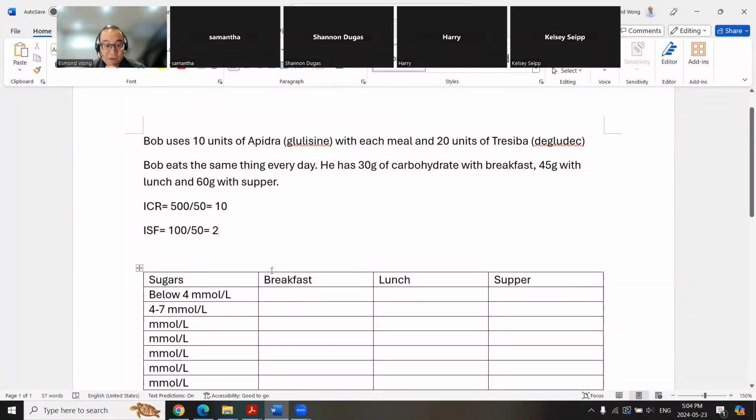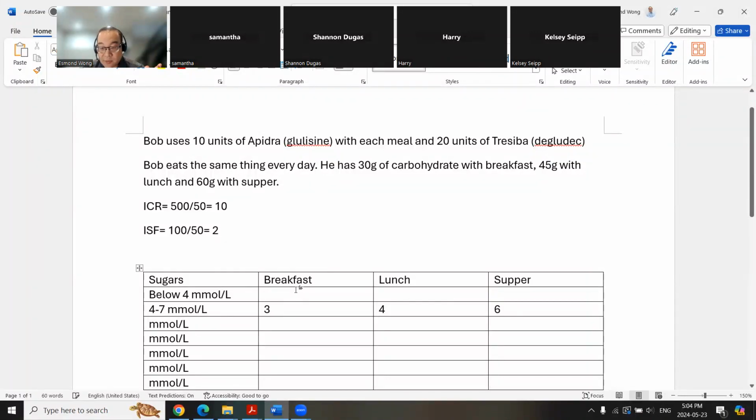Okay, so let's calculate out his doses. We want him to be between 4 and 7 most of the time. When he has his breakfast, he's having 30 grams of carbs. We know that his insulin to carb ratio is 1 to 10, so that's 10, 20, 30. That's 3 units here, and that should keep him between 4 and 7 after he has his 30 grams of carbs. Then for lunch, it's 1, 2, 3, 4, and then we round down, so that's 4 units. And with supper, it's 1, 2, 3, 4, 5, 6. So it's 6 here.